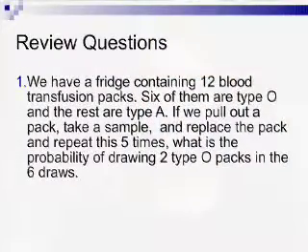Number 1, we have a fridge containing 12 blood transfusion packs. 6 of them are type O, and the rest are type A. If we pull out a pack, take a sample, and replace the pack, and repeat this 5 times, what is the probability of drawing 2 type O packs in the 6 draws?